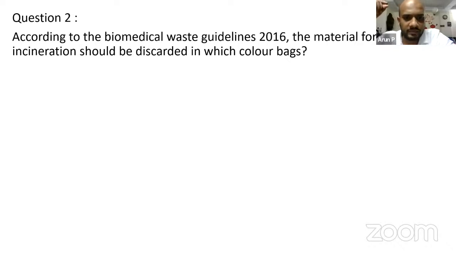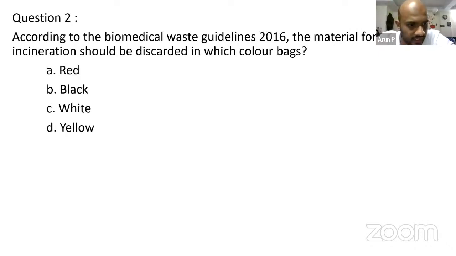According to the biomedical waste management guidelines of 2016, the material for incineration should be discarded in which color bag? Now we have already seen how to dispose the waste. There are many methods of disposal: incineration, plasma pyrolysis, autoclave, microwave, and hydroclave. You know which waste is incinerated. Yes, the correct answer is yellow. We have already seen that the yellow bag will be disposed of by incineration or plasma pyrolysis.